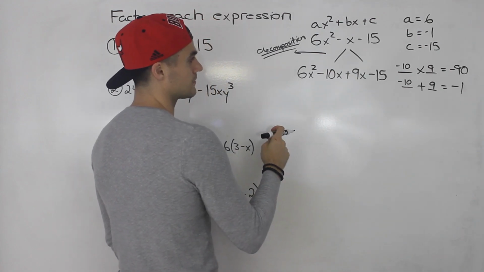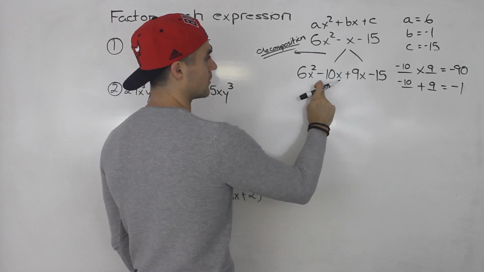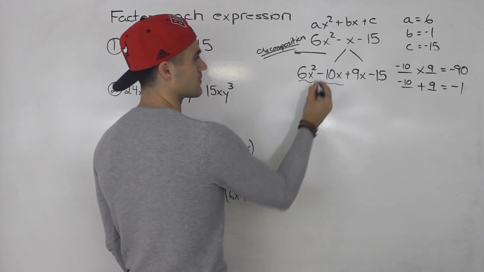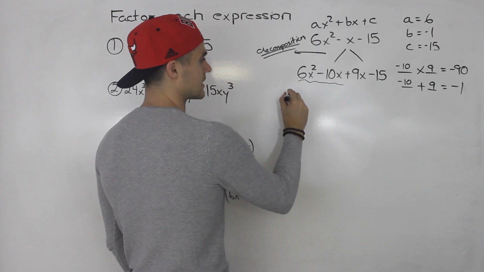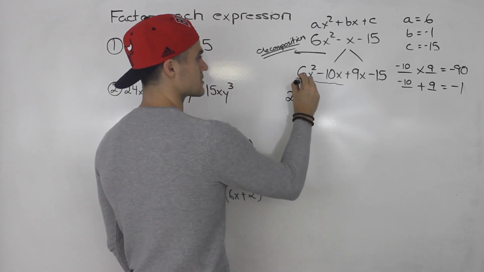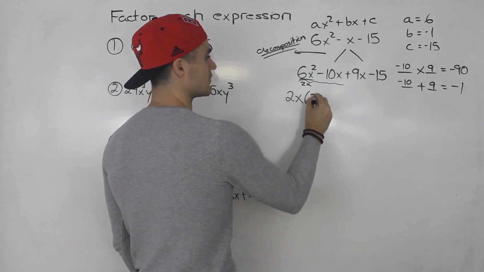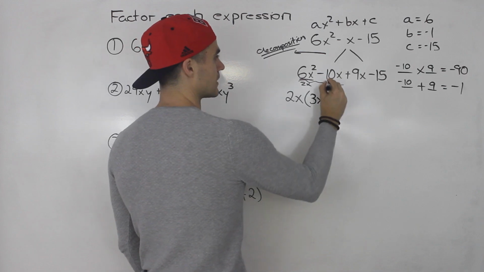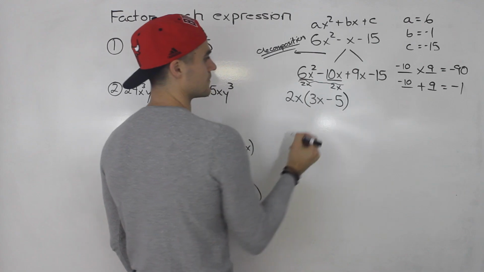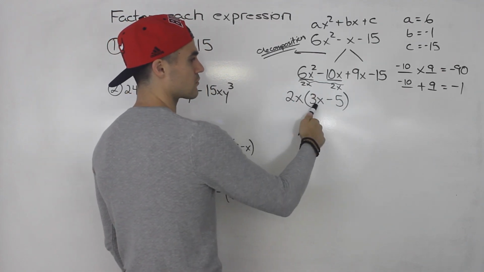So I'm decomposing that middle term to -10x plus 9x. And then what I'm going to do is factor by grouping. I've got to take out something from these two terms. What can I take out from 6x squared minus 10x? Well, I could take out a 2x. If I take out a 2x, 6x squared divided by 2x would give us 3x, minus, what's 10x divided by 2x? That's just 5.